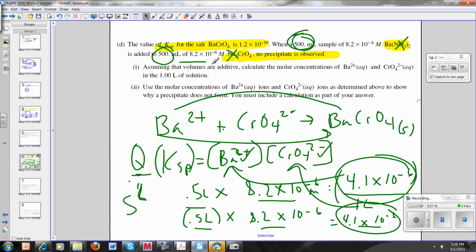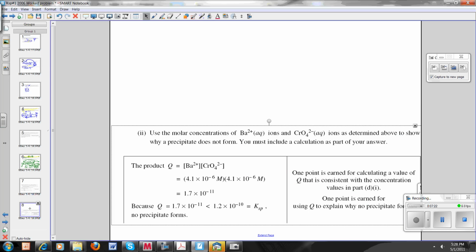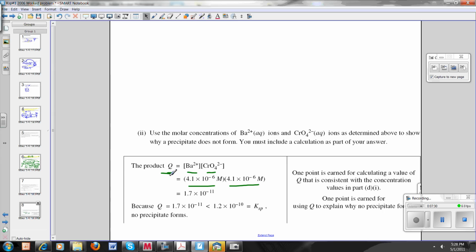They told me the Ksp value is 1.2 times 10 to the negative 10. When I plug 4.1 times 10 to the negative 6 and 4.1 times 10 to the negative 6 into the expression, same as the Ksp expression, I get 1.7 times 10 to the negative 11. Since Q, 1.7 times 10 to the negative 11, is smaller than 1.2 times 10 to the negative 10, we say no precipitate forms. In order for a precipitate to form, Q has to be greater.